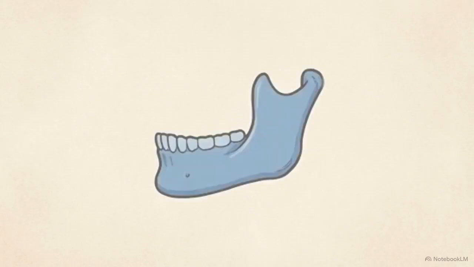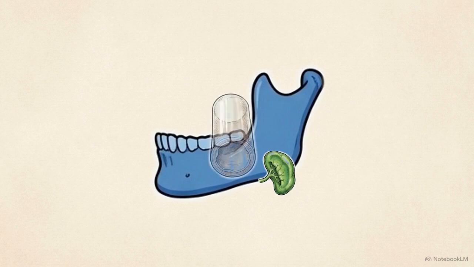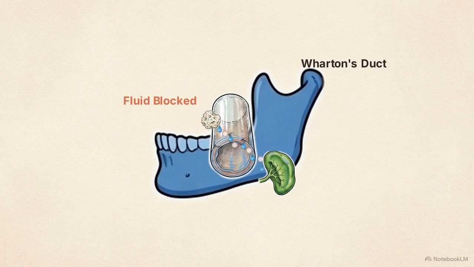In this diagram of the submandibular pathway, we see Wharton's duct. Because it carries thick mixed saliva upward against gravity, it is the most common anatomical site for these calcified stones to form and block fluid flow.